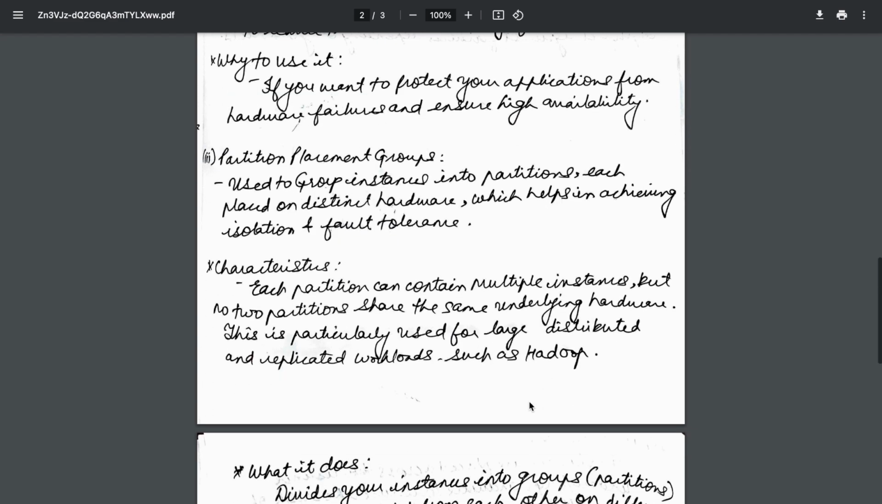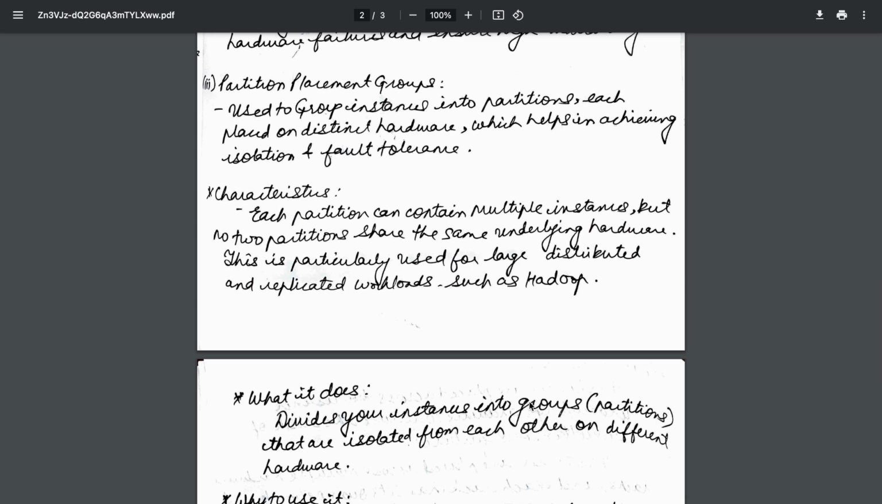Now moving forward with the last categorization in placement groups, that is partition placement group. It is used to group the instances into partitions, and each partition is isolated from one another. This helps us in achieving isolation and fault tolerance. Each partition can contain multiple instances, but no two partitions can share the same underlying hardware. This is used for large distributed and replicated workloads, where a great example is Hadoop.